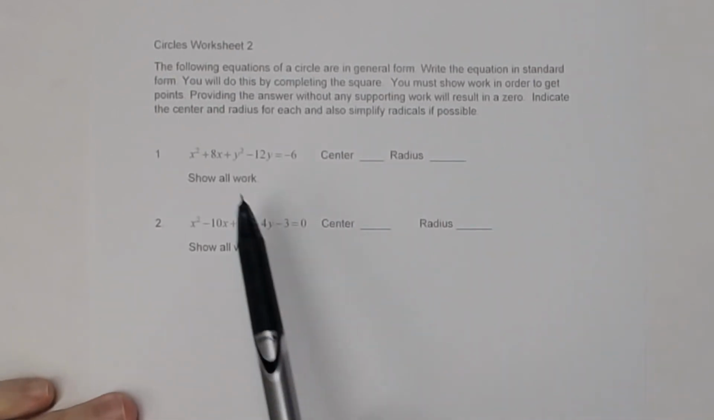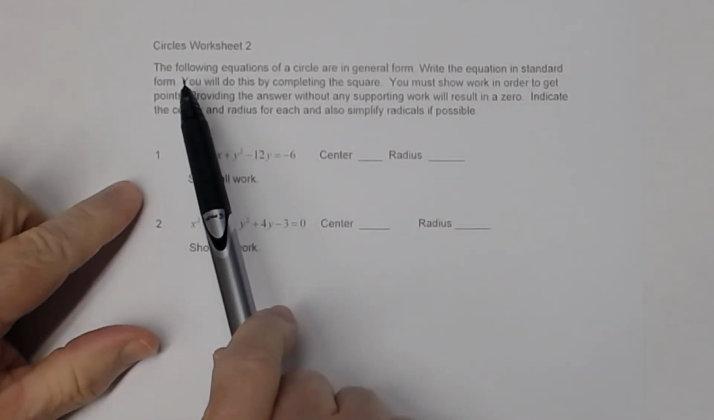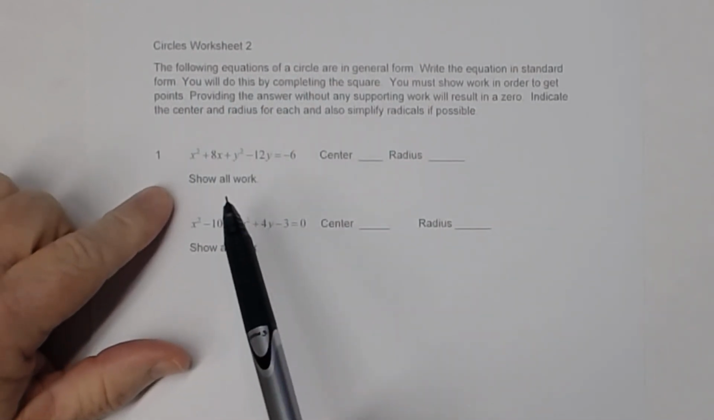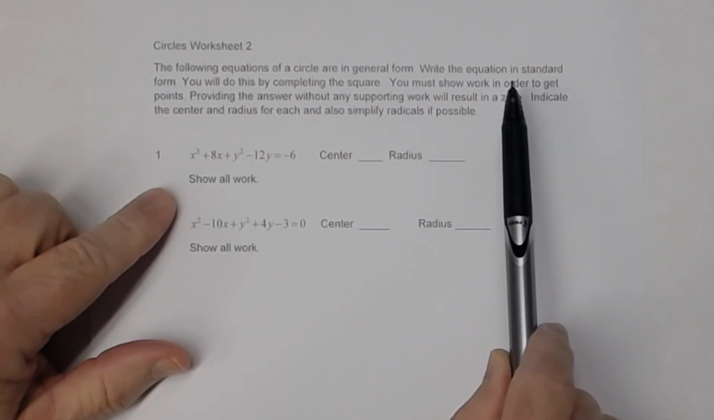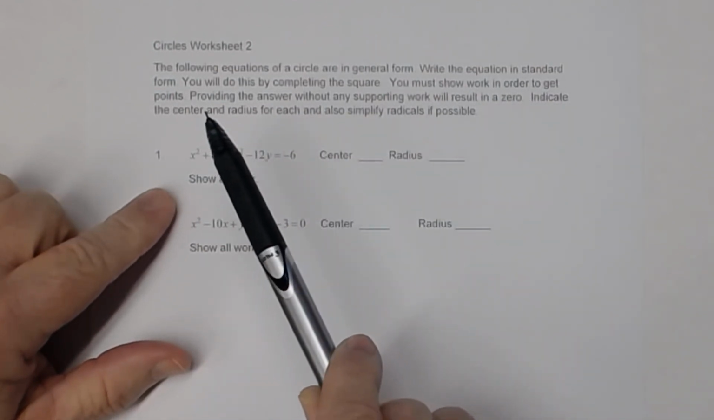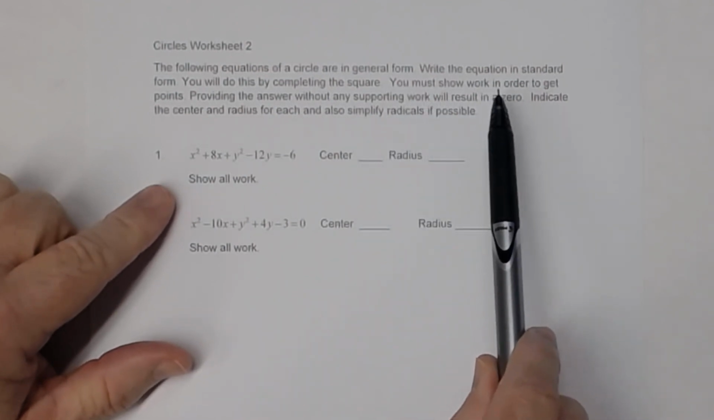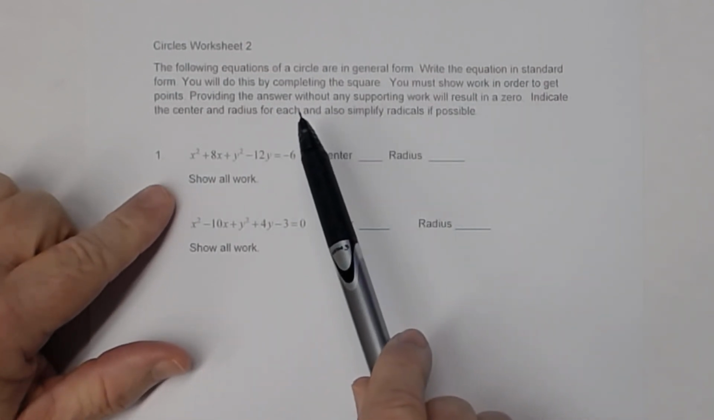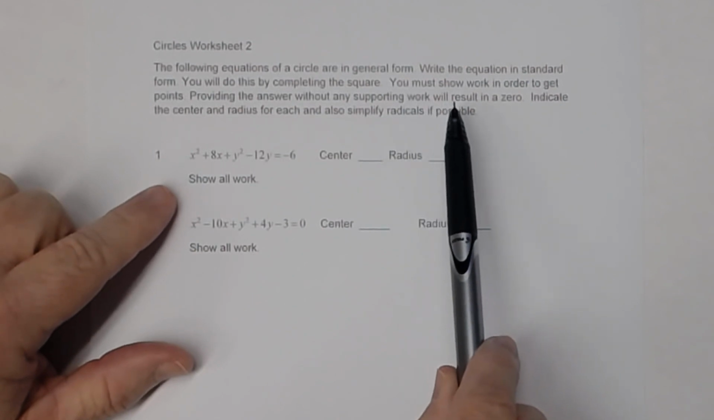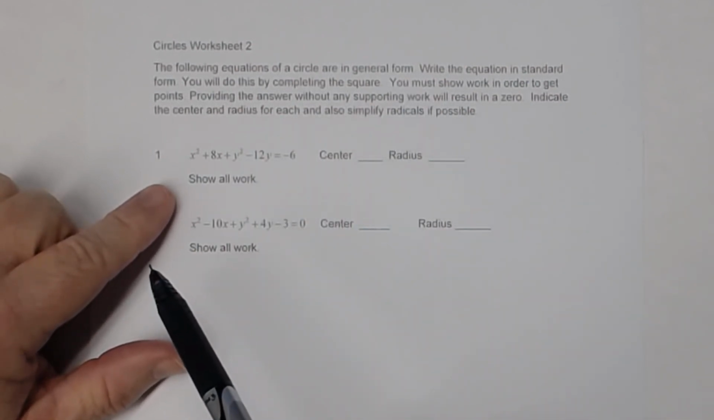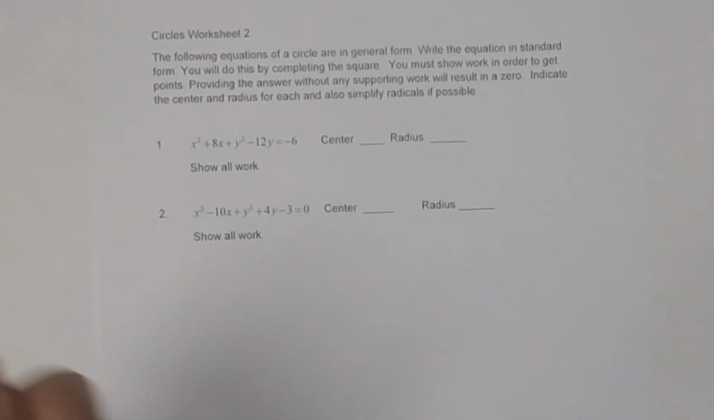Okay, so in number one, it says the following equations of a circle are in general form. So notice both of these are in general form. You want to write the equation in standard form, and you're going to do this by completing the square, and you must show the work in order to get points. Providing the answer without supporting work will result in 0, and then you want to indicate the center and radius.